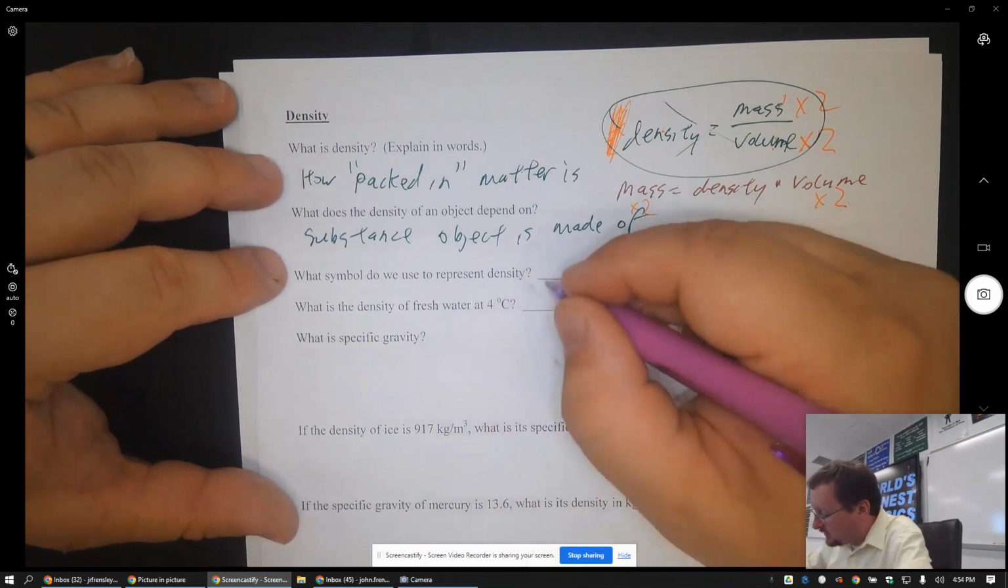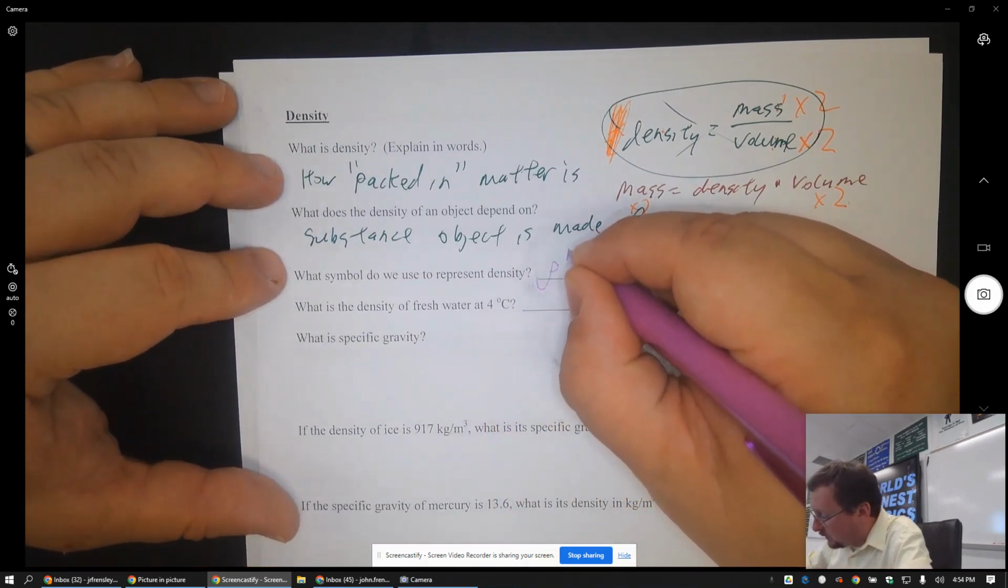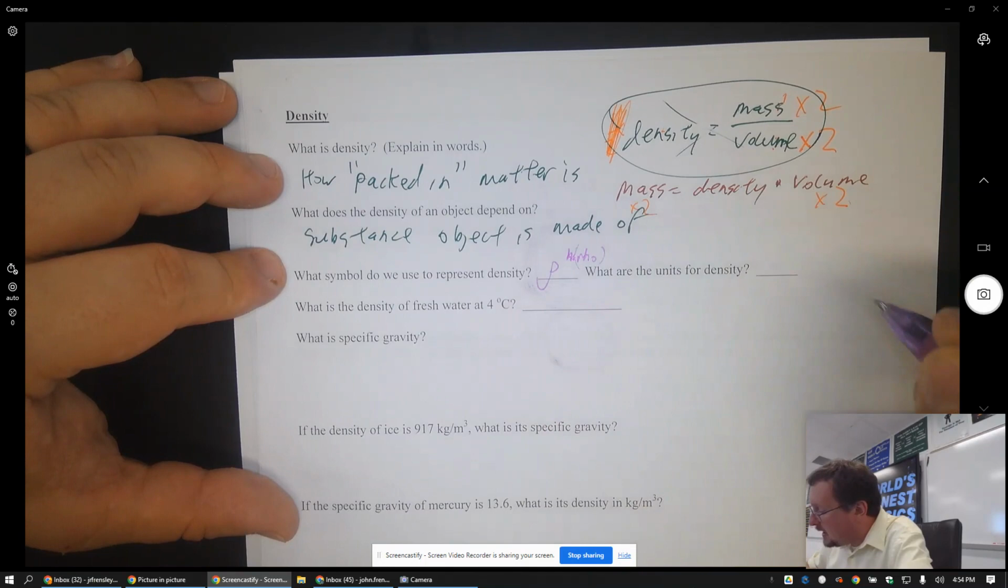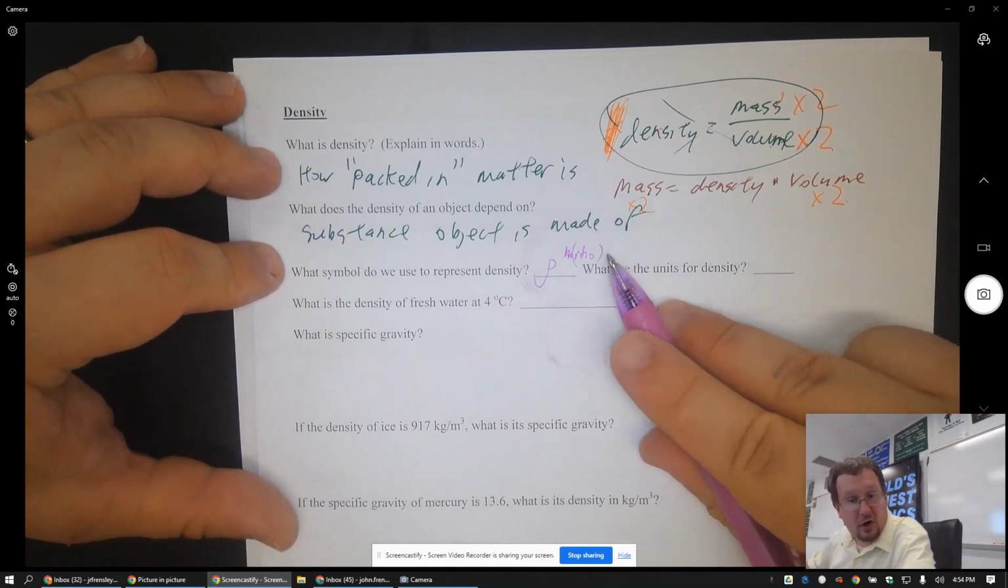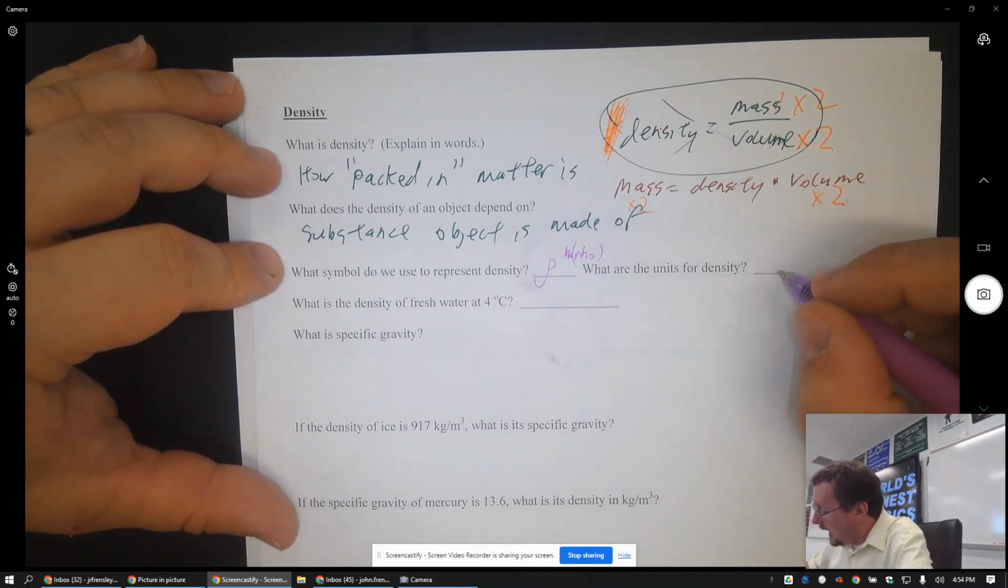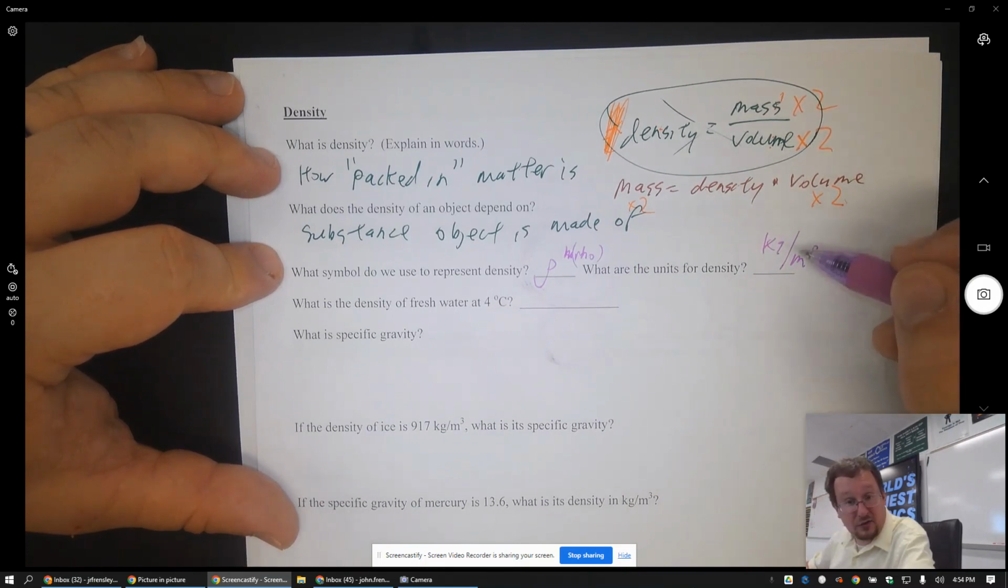The symbol that we use to represent density is rho, the Greek letter rho. Row, row, row your boat. The Greek letter rho is the symbol that goes right like an R. The units for density for us are going to be kilograms per cubic meter. In chemistry, it's grams per milliliter or grams per cubic centimeter.